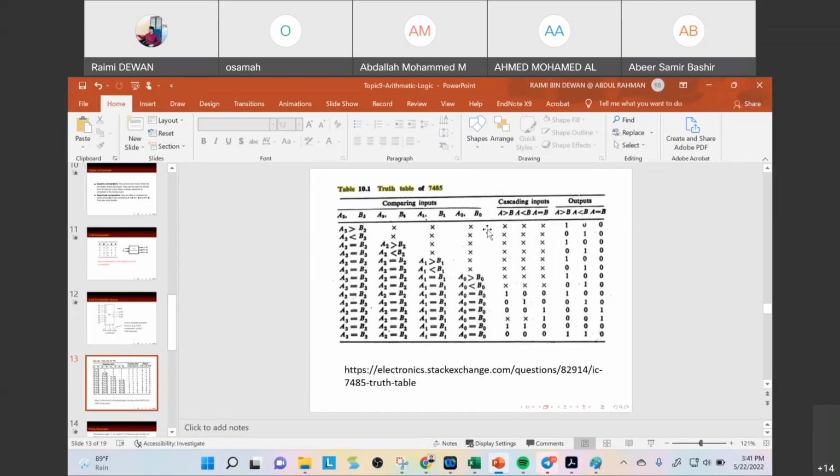Why do we don't care here? Can you guys tell me? Can you guys tell me why, when A3 is greater than B3, we don't care about the rest? What do you think? I'm waiting for the answer. Why A3 greater than B3 and we don't care about the rest? What do you guys think? No answer.